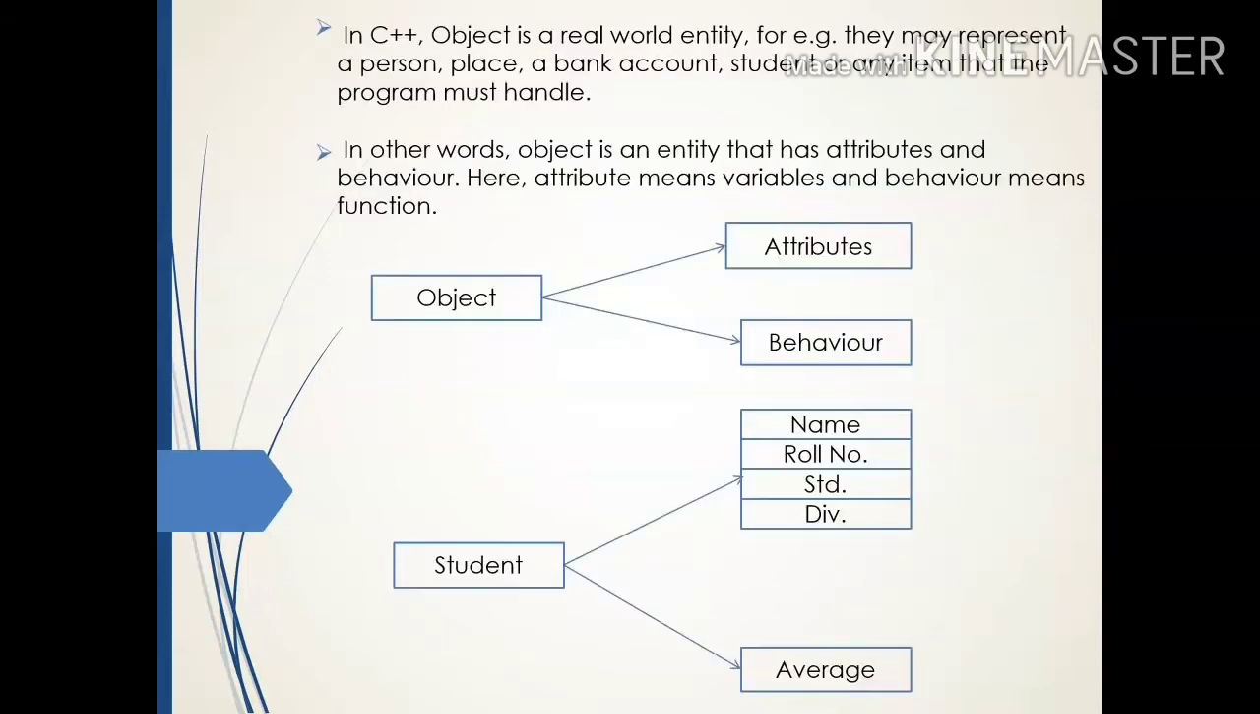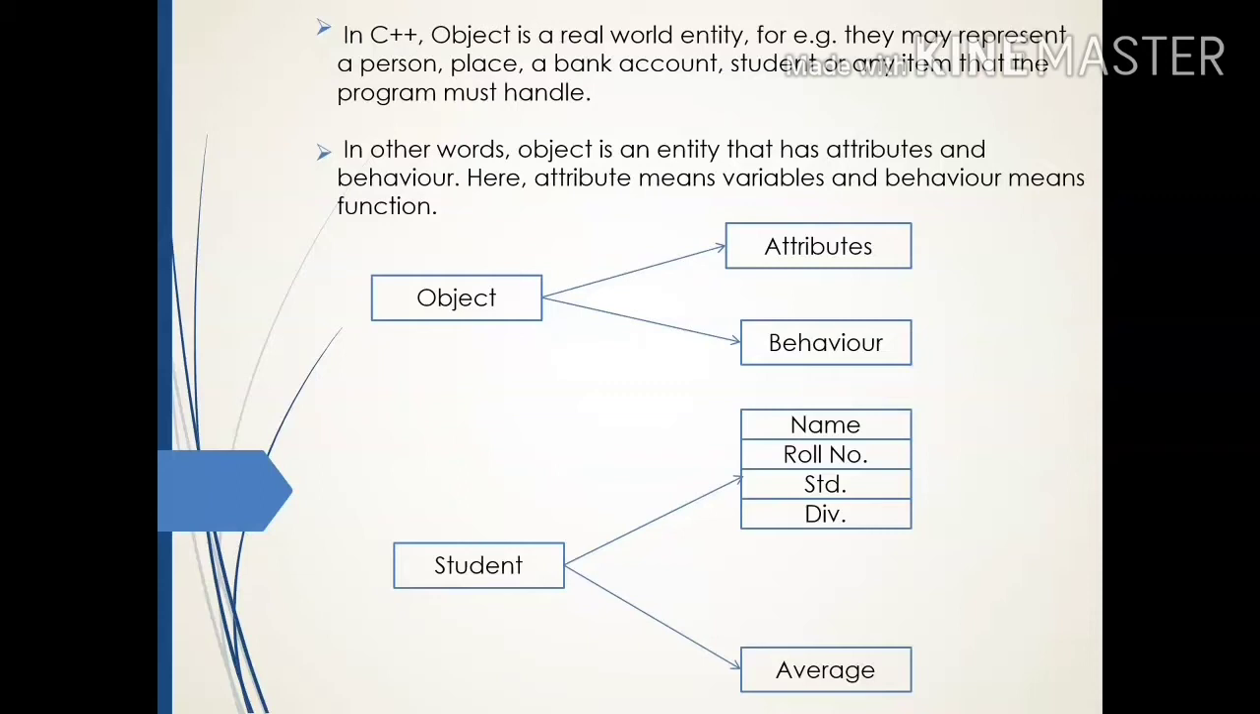Object is real-world entity which can be living thing or non-living thing. So, in object-oriented programming, I can relate my program with the real world. Since I will be writing the program with the help of objects, object is what? Object can be a person, place, a bank account, student, or any item that the program must handle.